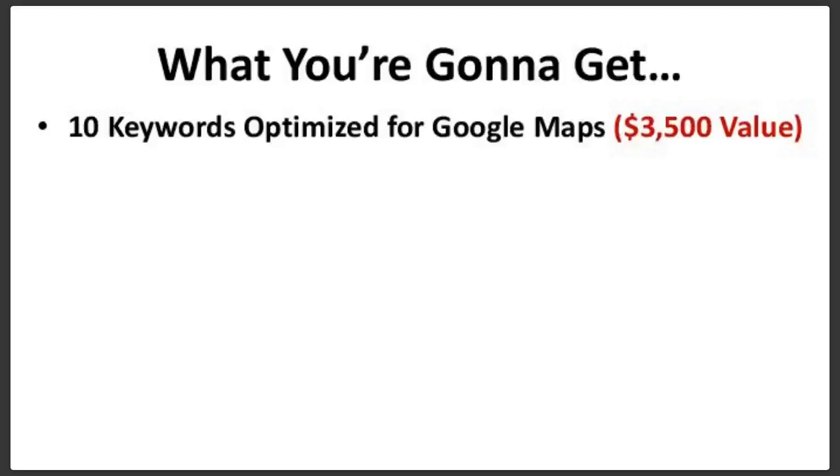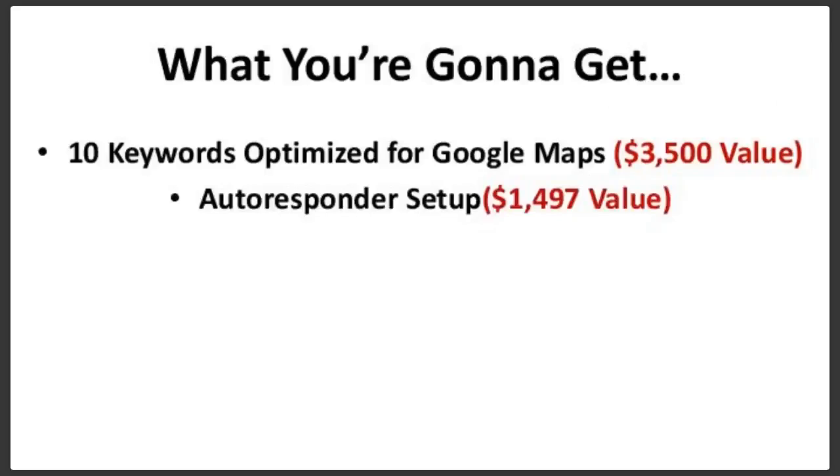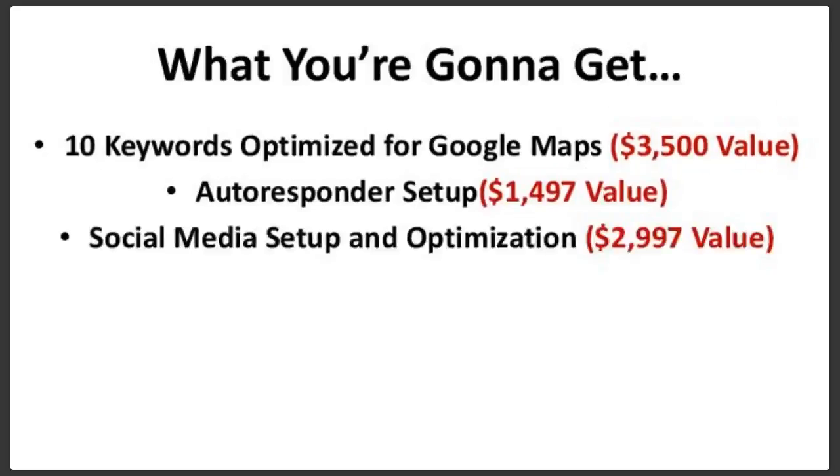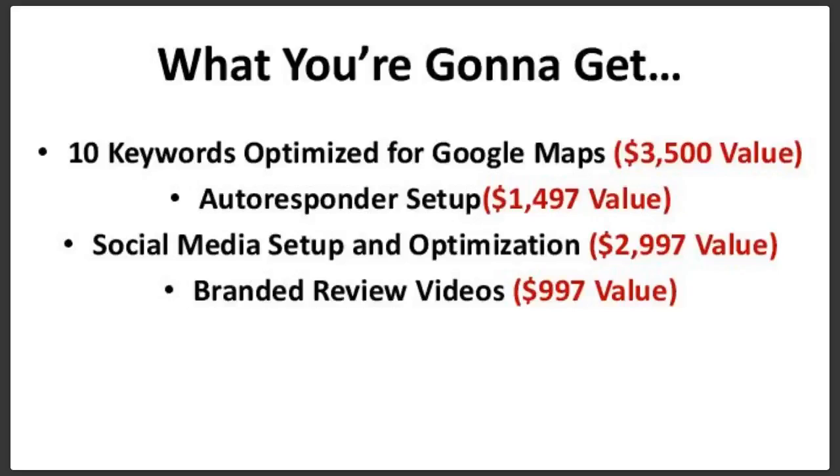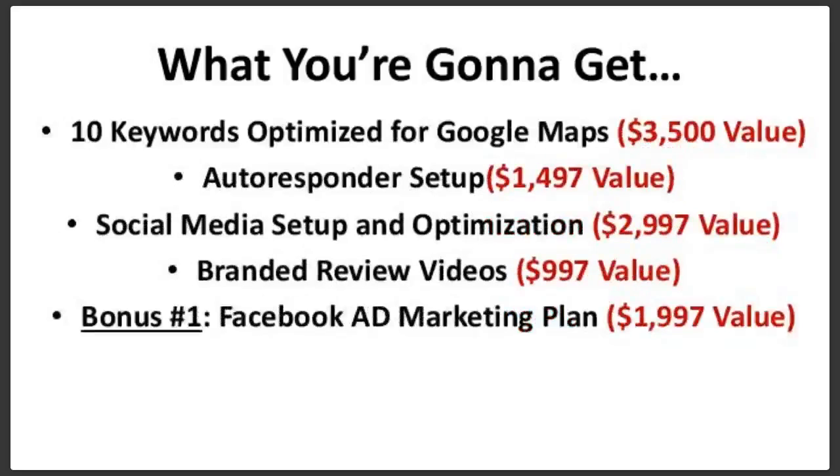So I want to reiterate what you're getting in this package. You're getting 10 keywords optimized for Google Maps, $3,500 value, guys. We're going to help you get to the front page of Google, okay, without paying $1 on an ad. We're going to set up your autoresponder, $1,500 value. We're going to do social media setup and optimization, $3,000 value. We're going to do branded review videos, $997 value.